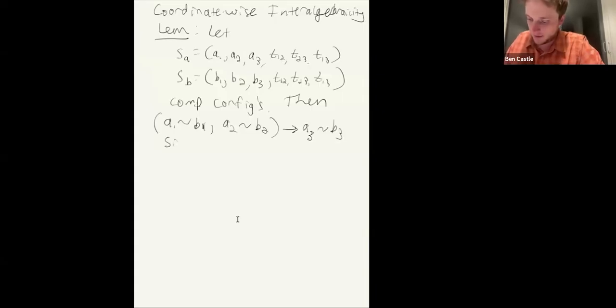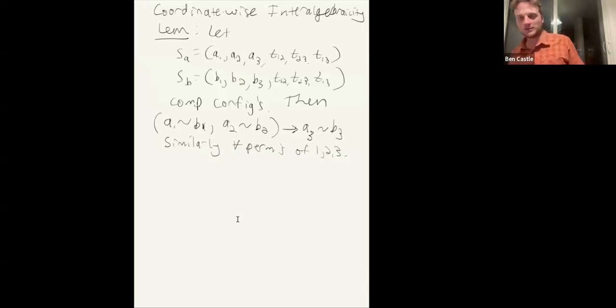And then similarly for all permutations of 1, 2, 3. So if A1 is interalgebraic with B1 and A3 is interalgebraic with B3, then the same for A2 and B2. And then if A2, B2 are interalgebraic and so are A3, B3, then so is A1, B1. So if Ai, Bi are interalgebraic for two values of i, then they're interalgebraic for all values of i. That's the lemma.